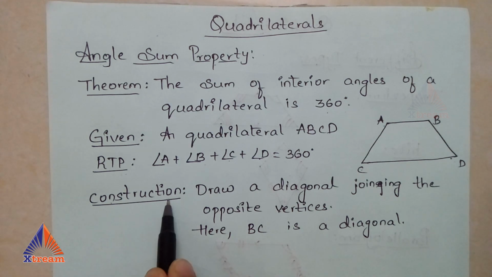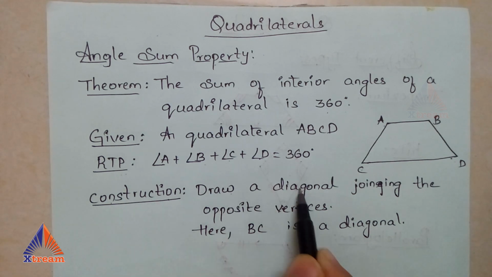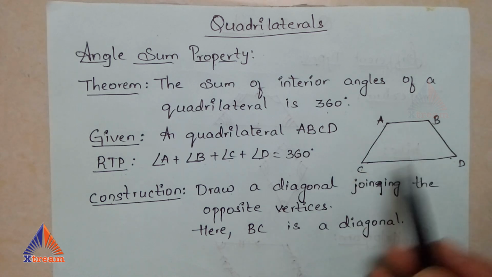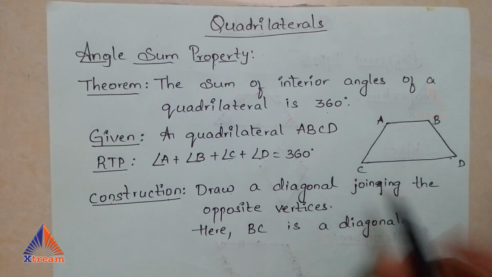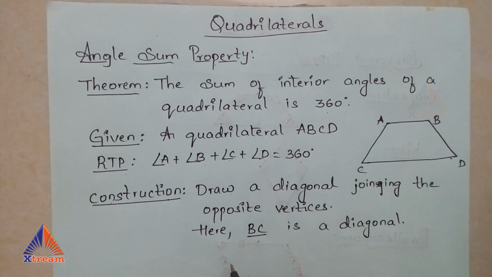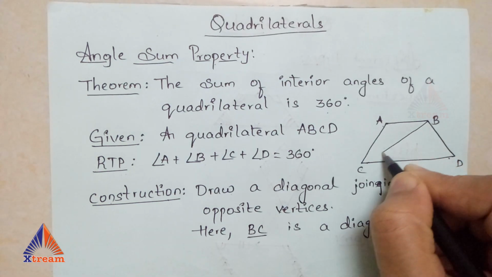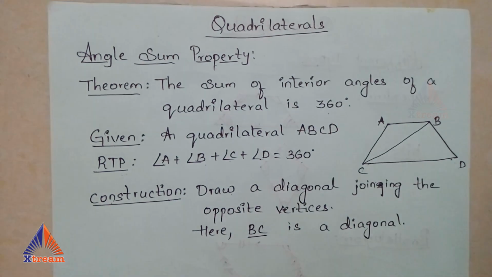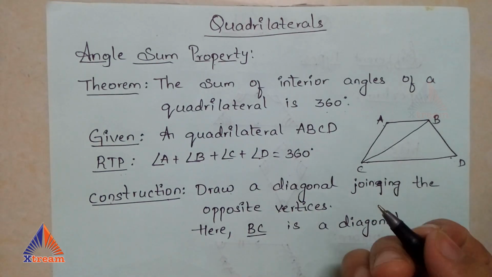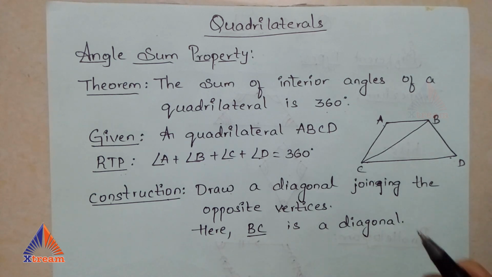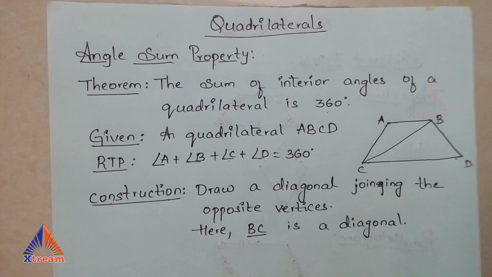For this, what is the construction we have to do? Draw a diagonal joining the opposite vertices. The diagonal itself forms when we join the opposite vertices. Okay, so here there is a possibility of two diagonals. One is AD and the other one is BC. But here I am taking BC as the diagonal. So I am doing the construction here. I have joined BC. Here I am going with freehand figures. But actually when we do the construction part and all, we have to use scale and pencil. I hope you will do that.